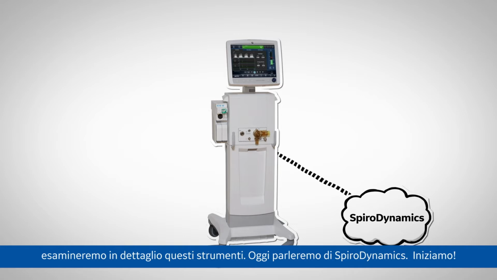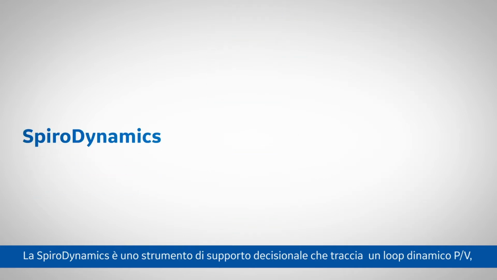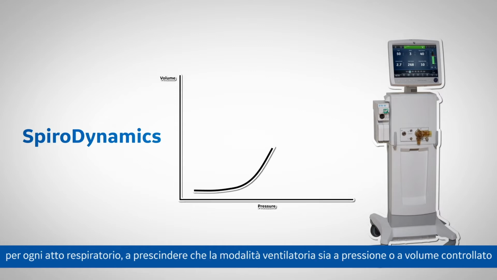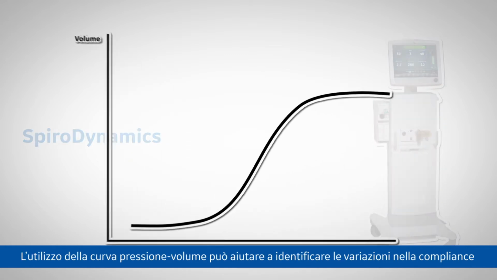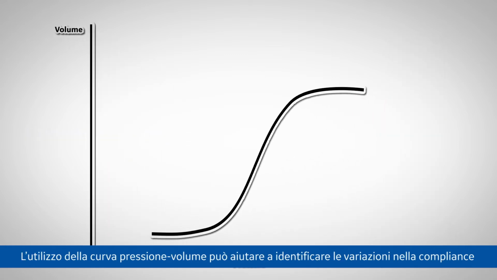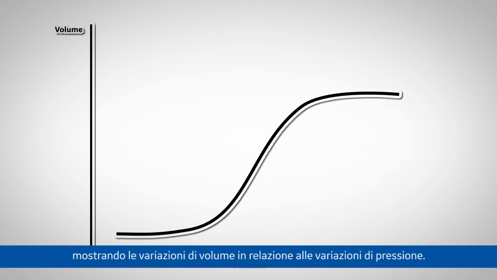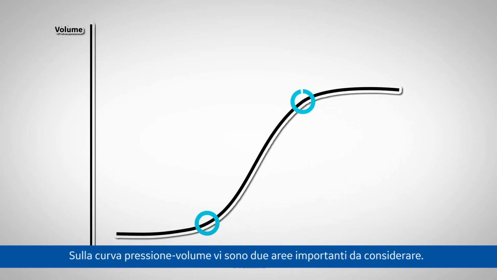Let's get started. Spiro Dynamics is a CARESCAPE R860 clinical decision support tool which draws a dynamic pressure-volume curve, breath by breath, regardless of the volume or pressure control modes of ventilation. The use of the pressure-volume curve can help to identify changes in compliance by showing changes in volume over changes in pressure. There are two important areas to point out on the pressure-volume curve.